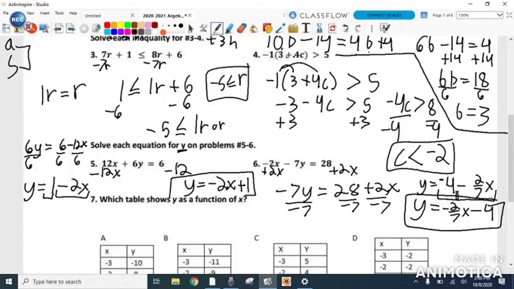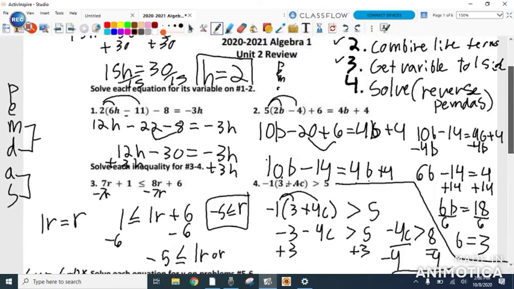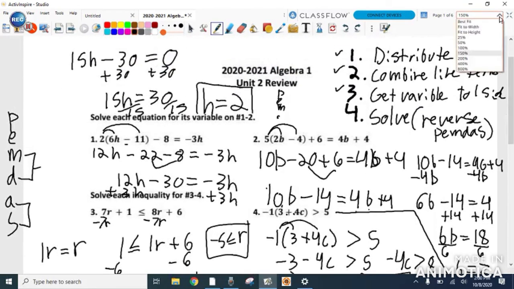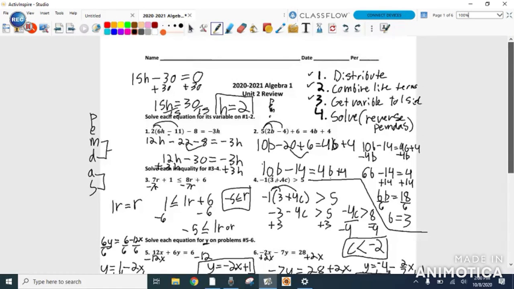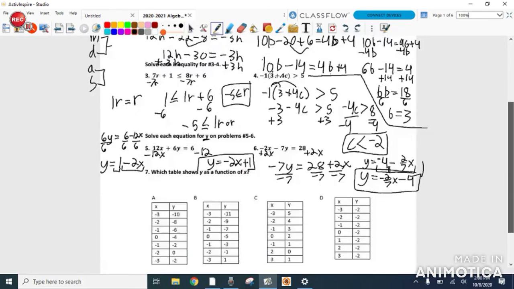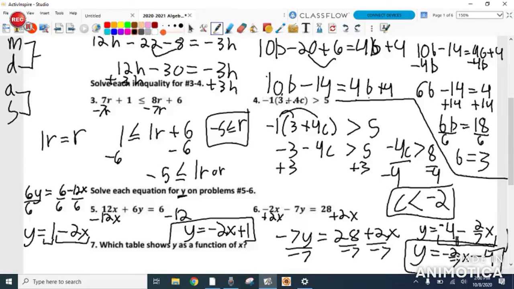All right? This is a little confusing. Hopefully it doesn't look that bad from a distance. It does. I'll probably put better notes on Google Classroom once we get to there. But we're going to move on, okay? Now, is it a function?